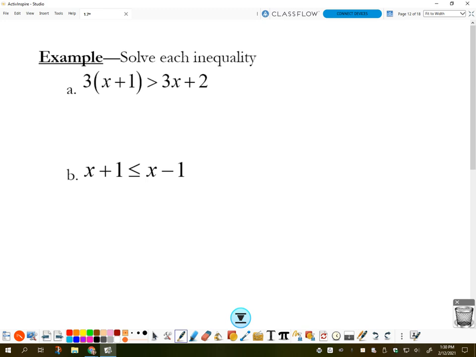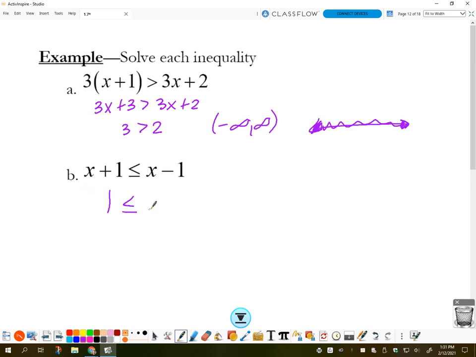Alright, so take a second and solve these. So if we subtract 3x on both sides, we get 3 is greater than 2. That's true, so we're going to say all real numbers is the answer. And what that would look like on the number line is you would put arrows on both ends and shade the whole thing. Alright, for this one, if you tried to move your x's, you would get 1 is less than -1. That is a false statement, so that would be no solution. And on a number line, you would just not shade anything.